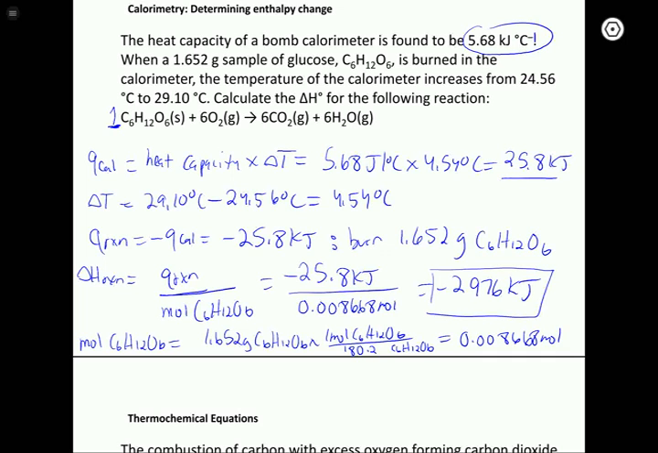Alright, so that's how we do a calorimetry problem for determining delta H. It's always using MC delta T, or in this case just the heat capacity times delta T, to figure out the heat for the reaction, but then we have to normalize that per mole of substance to get it to correspond to the coefficients in our balanced reaction, which are in terms of moles.